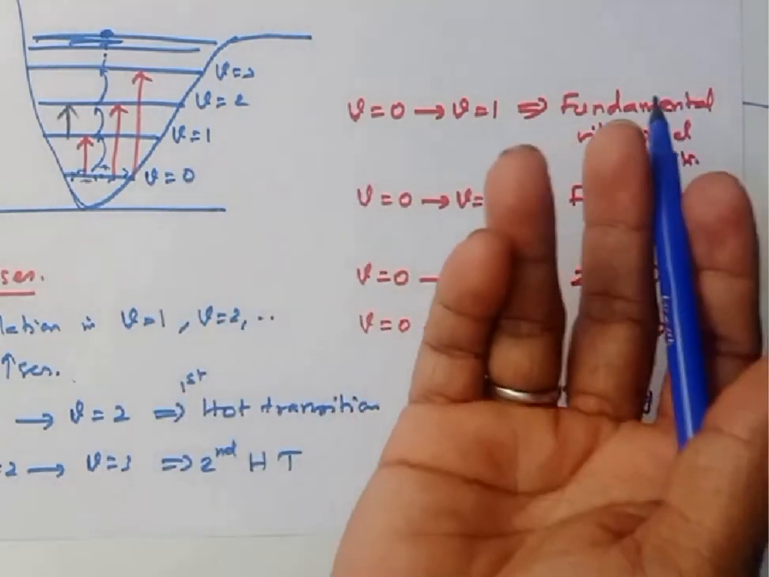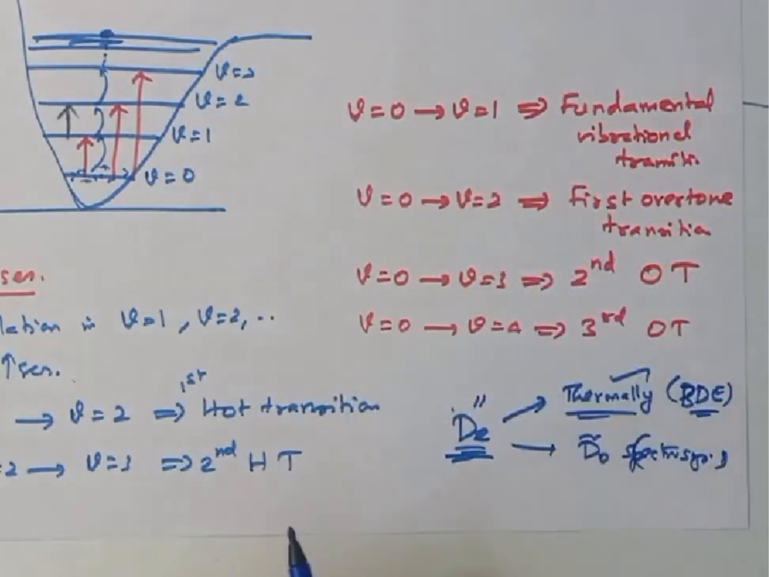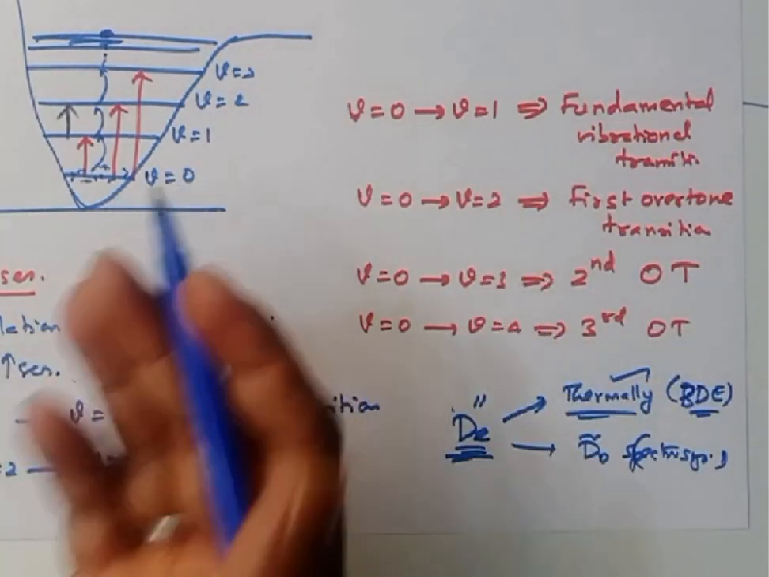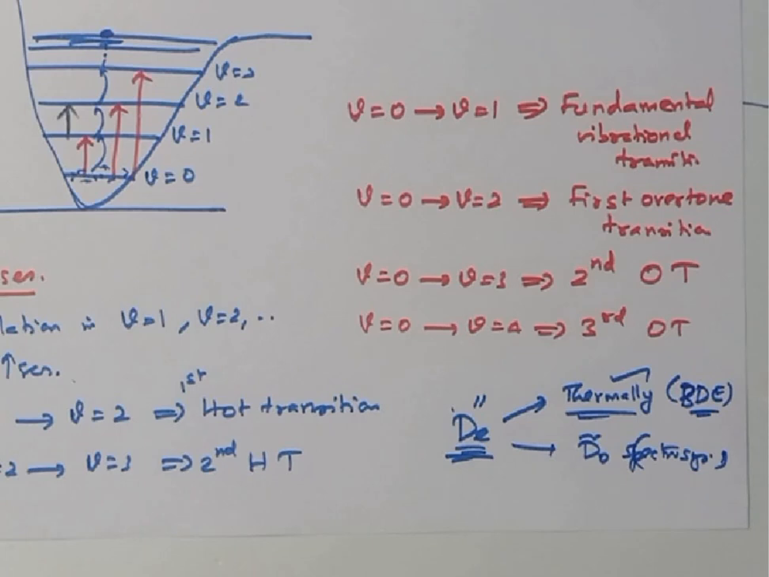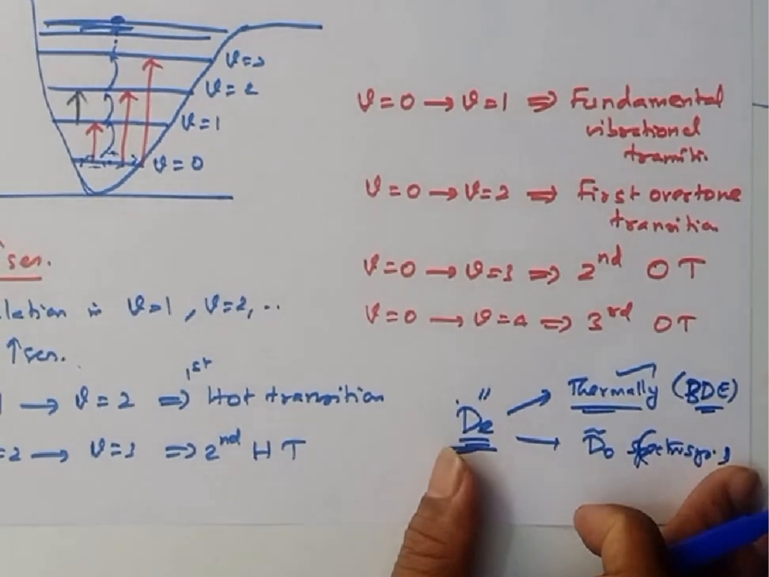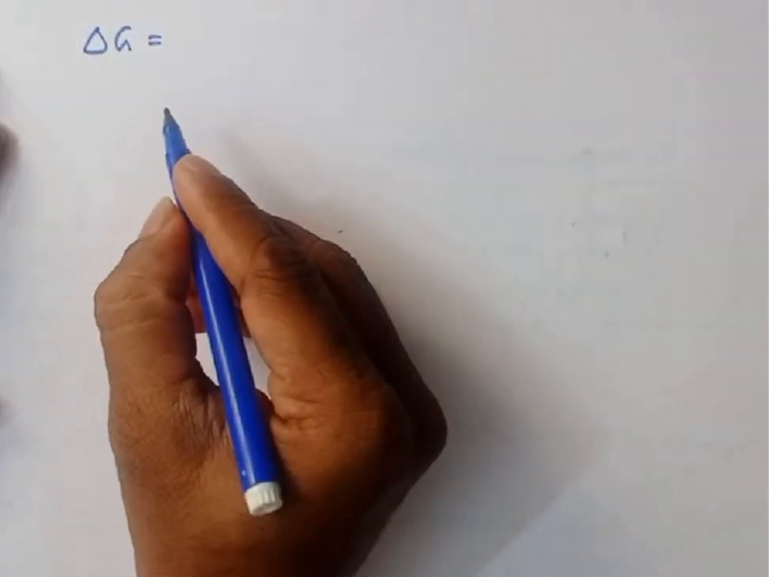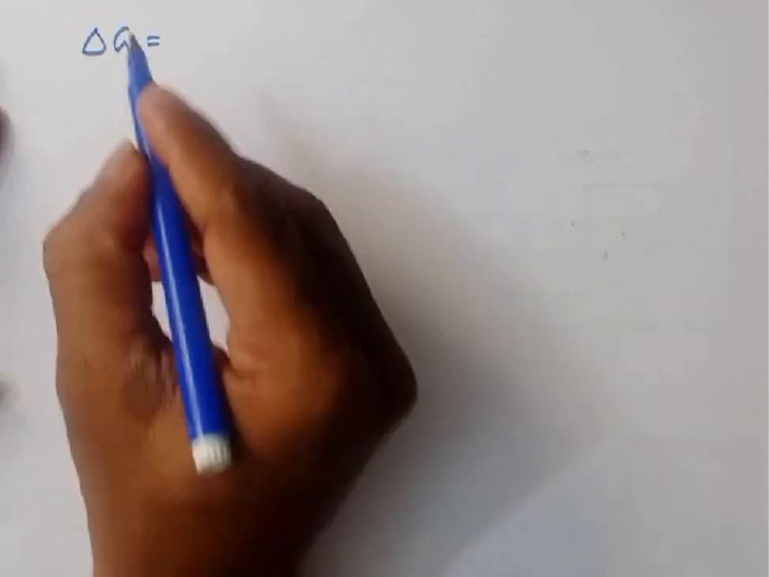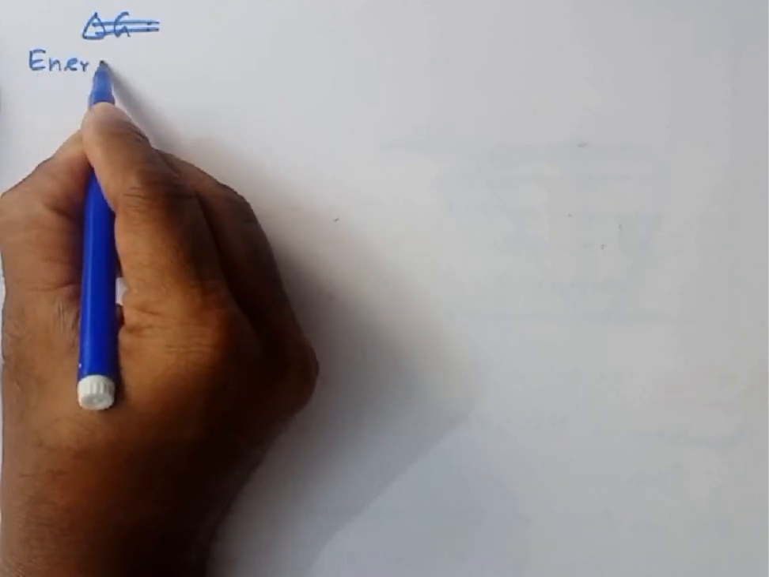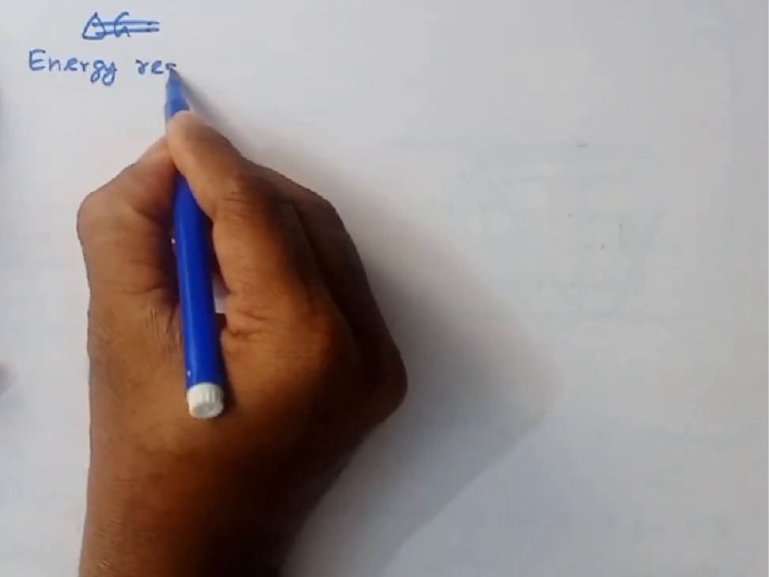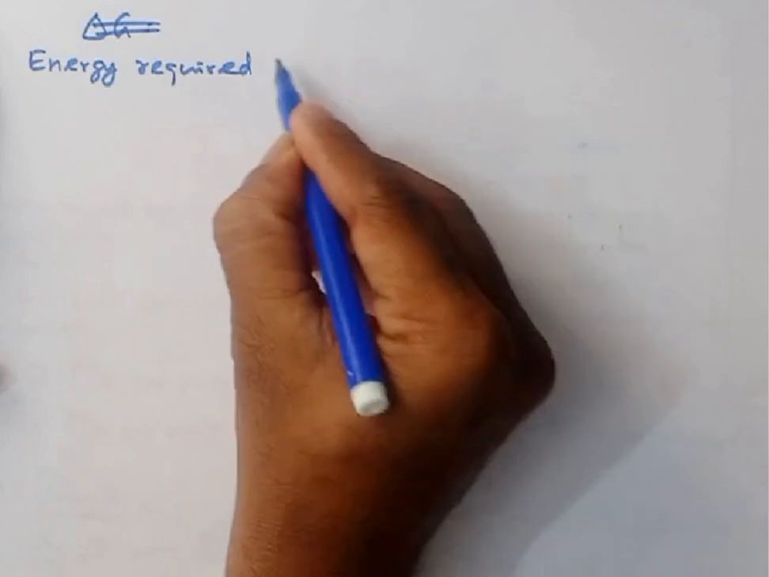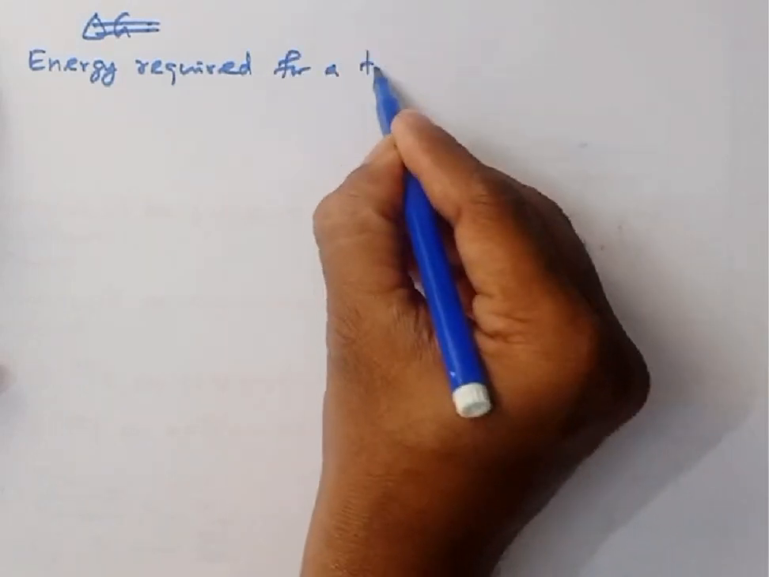I have given the selection rule and I have given the possible transitions. What is meant by fundamental vibrational transition, first overtone transition, second overtone transition, hot transitions, etc. And you also know what the energy required for a transition is. What is the energy required for a transition?